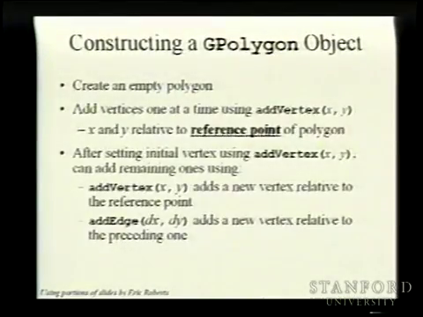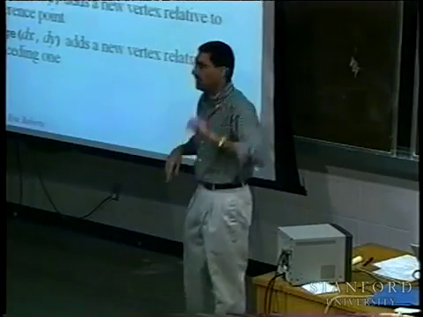After you set an initial vertex, so you need to set the first one with addVertex, you can set all the remaining vertices in one of two ways, because we just give you options. We like you. One way is just to keep adding vertices. When you call addVertex again, it adds a new vertex, again relative to the reference point, and it essentially creates an imaginary line between the last vertex you just added and the new vertex you added. That's how you're getting edges of your polygon. You're specifying the corner points.